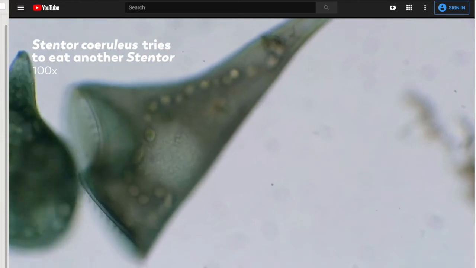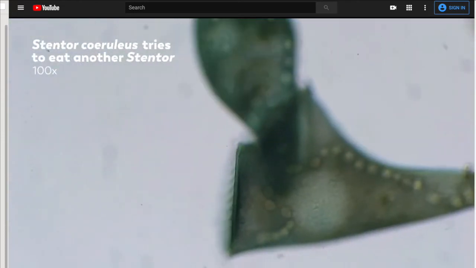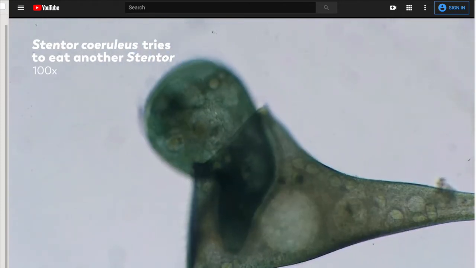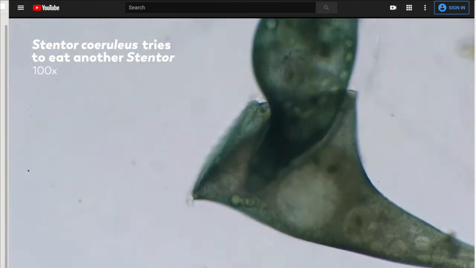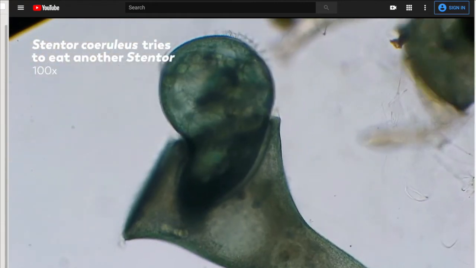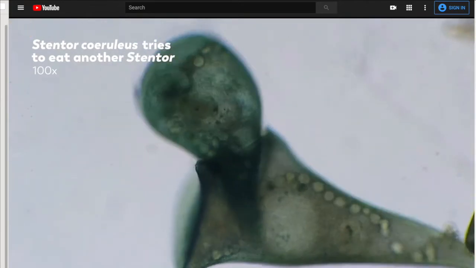Stentor caeruleus can be cannibalistic as well. However, no one has ever managed to record the initial swallowing. This is likely because the light of the microscope disturbs the cells. Here we see a stentor making a go of that, but luckily for the little one, it's a bit too big of a bite.